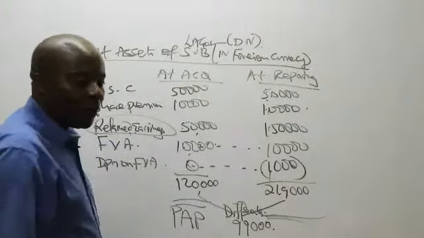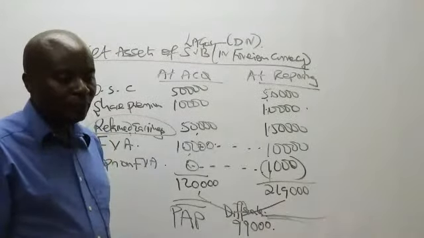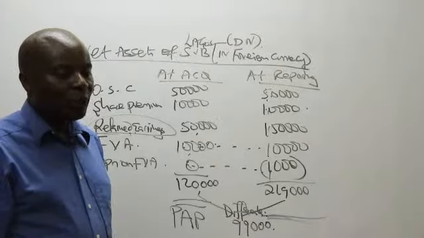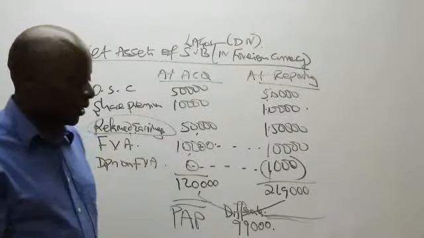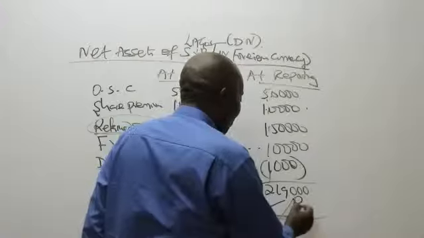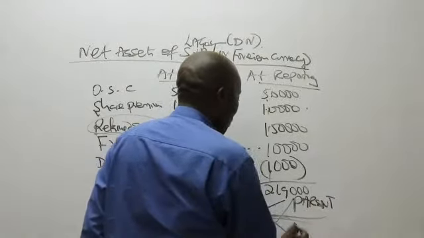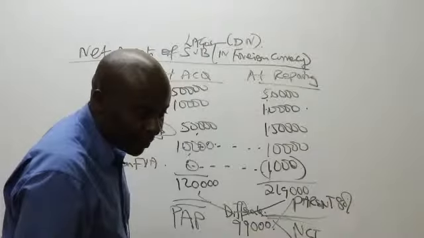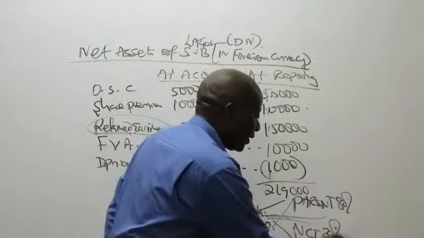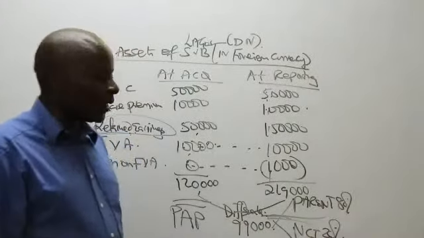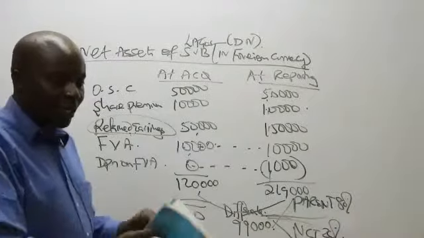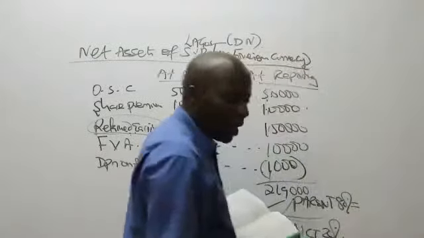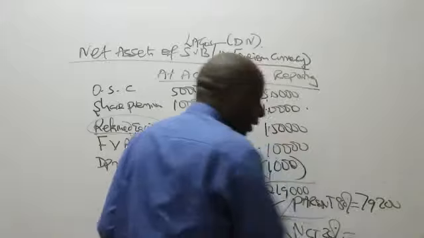And what do we normally do to the POP? We share. We split it between the parent and the NCI. So come and split this. Tell us the parent will take how much and the NCI will take how much. Very important: remember the parent was 80%, and therefore NCI is 20%. So parent 79,200, and then NCI 19,800.